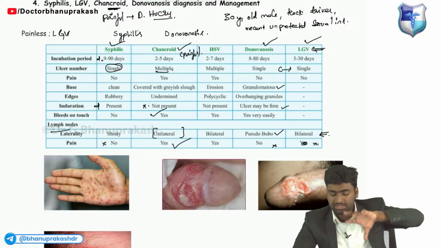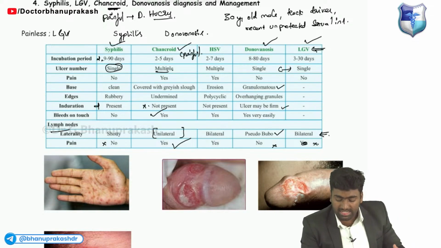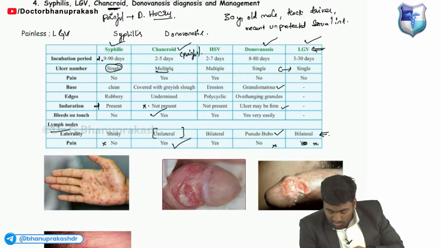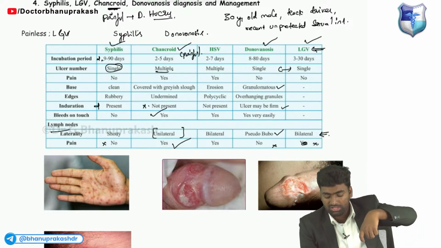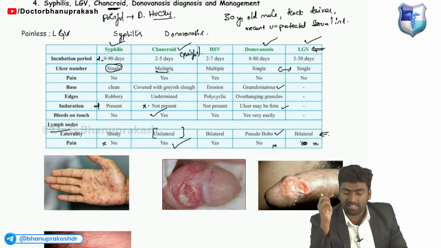Just remember, if it is bilateral buboes, it will be LGV. Whereas in the case of Donovanosis, you will see there will be pseudobubo formation. Okay, so Donovanosis and LGV you need to differentiate. Fine. Then they both will be having a painless and single ulcer.